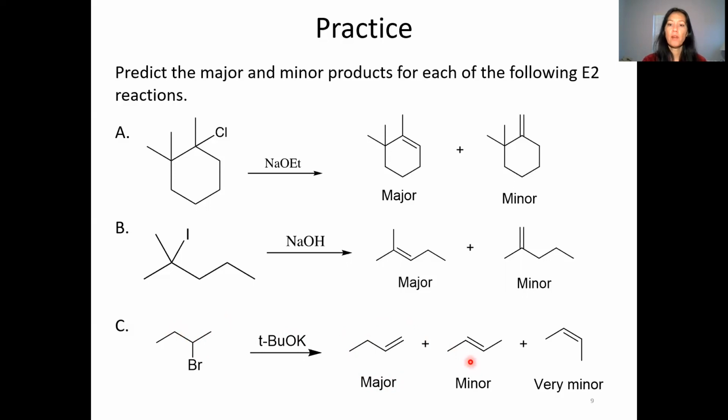And just to let you know, you could have cis or trans, but trans is preferred because it's lower in energy. So you didn't have to write this, but definitely the cis is possible, but it'd be very minor.